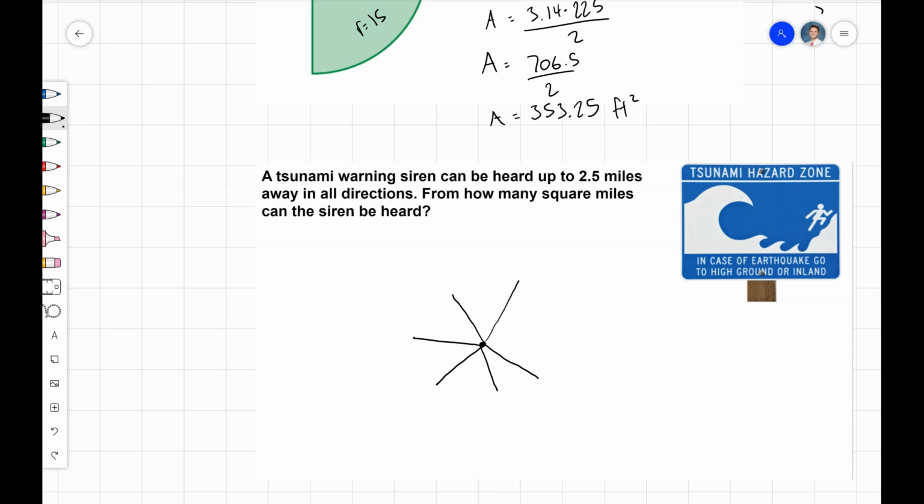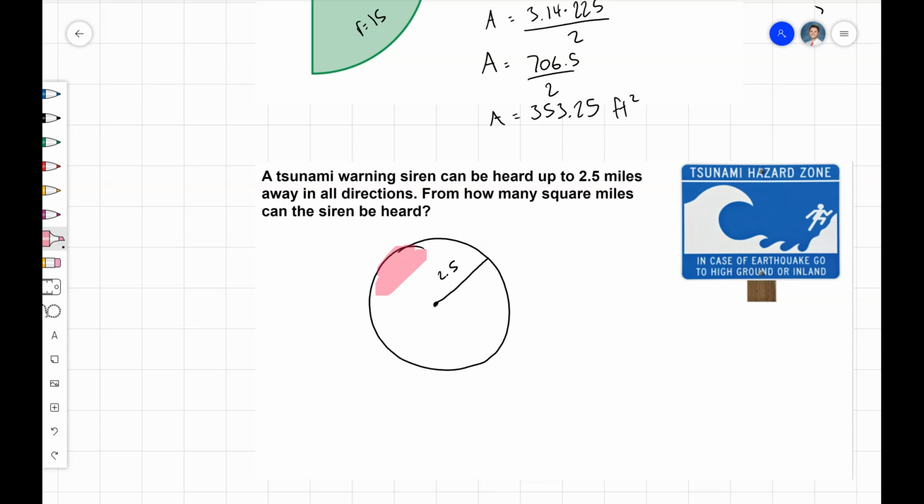What we're really talking about here is a circle with a radius of 2.5. I hope that makes sense to everyone, right? Here's your siren, and 2.5 miles away from that in any direction. So that's a circle with a radius of 2.5. We want to know the total area where this siren can be heard. So that would be the area of this circle here. We're going to use our formula. A equals pi times the radius squared. So that'll be 3.14 times 2.5 squared.